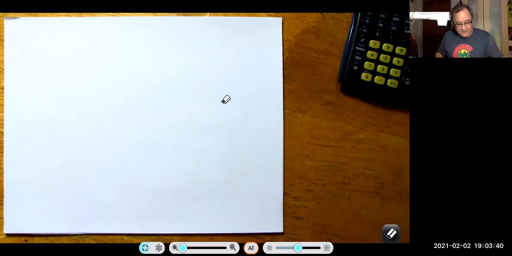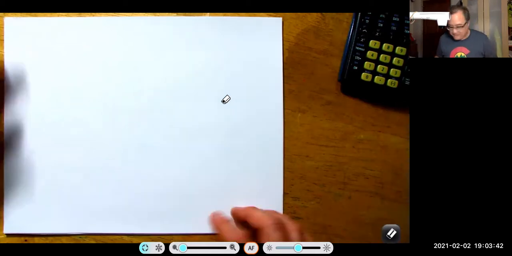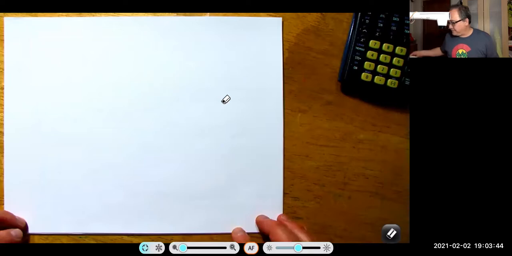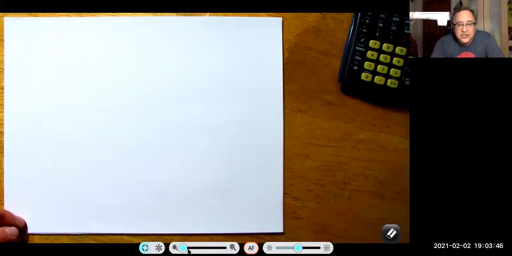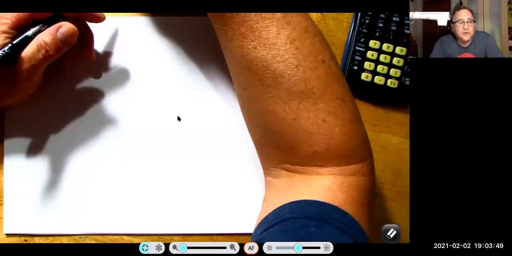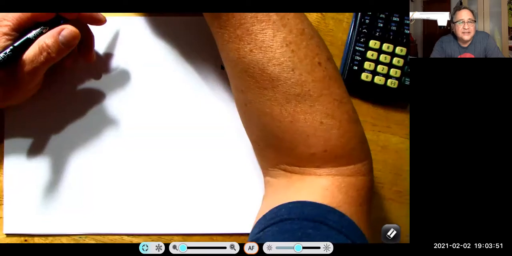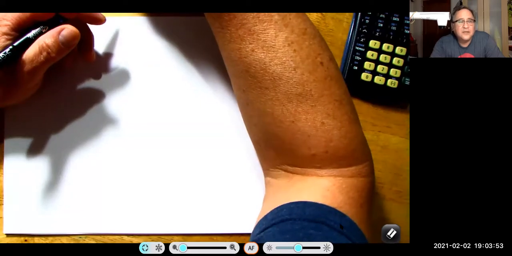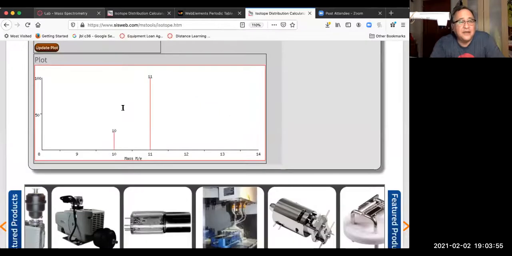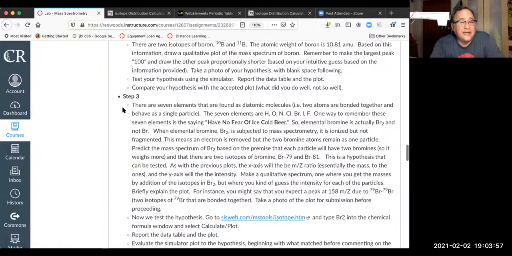Okay, that would be me and my family. Okay, let's go back to the share and let's move on to the next step. So I'm going back to the lab, and here we're looking at step 3.